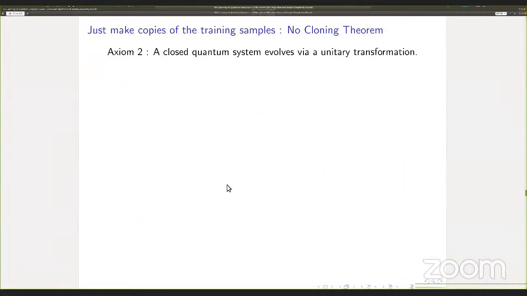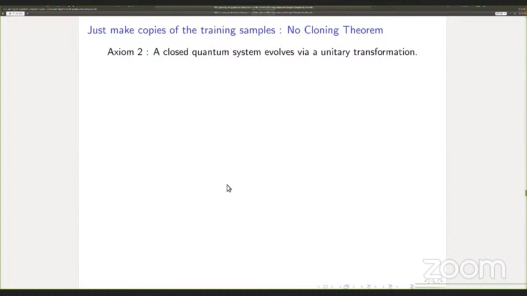Okay, now you can say, hey, no big deal. I'm just going to make copies of the training sample. That's what you do in registers, right? You just make multiple copies of the features, and then you run your function on each one of them. So I'm going to just make copies. Well, the quantum setting doesn't permit you to do that.